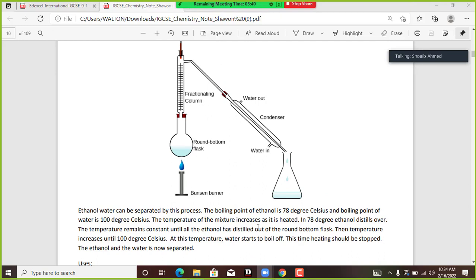The boiling point of ethanol is 78 degrees Celsius and the boiling point of water is 100 degrees Celsius. So which one will boil first? We take a round-bottom flask with a mixture of ethanol and water. Both are liquids. If you heat it, which one will boil first?